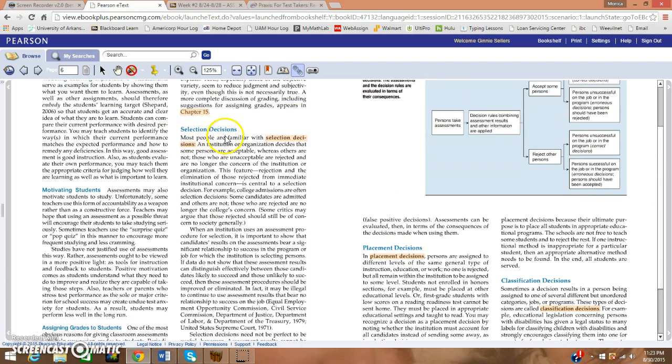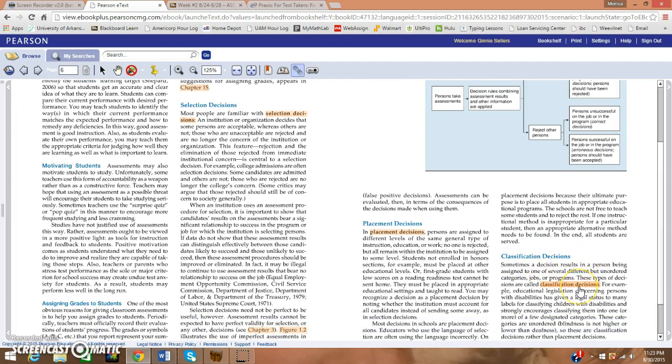And then up here we learn what selective decisions are, and this is where an institution or an organization decides that some people are acceptable whereas others are not. So you're either accepted or rejected. And then here in placement decisions, no one is rejected. However, you're ordered in a certain way. And then over here, classification decisions, you're not ordered and you're not rejected. So basically you're assigned to several different unordered categories. So that's how we remember that. So unordered, ordered, accepted, or rejected.